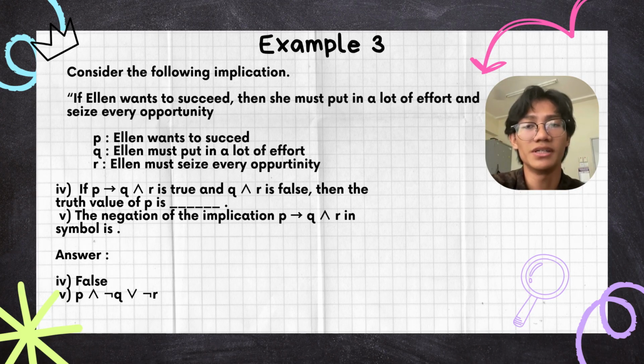For the last question, what's the negation of the implication P implies Q and R in symbolic form? The negation of an implication P implies Q and R is P and negation of Q and R, which we can apply De Morgan's law to transform into P and negation Q or negation R.